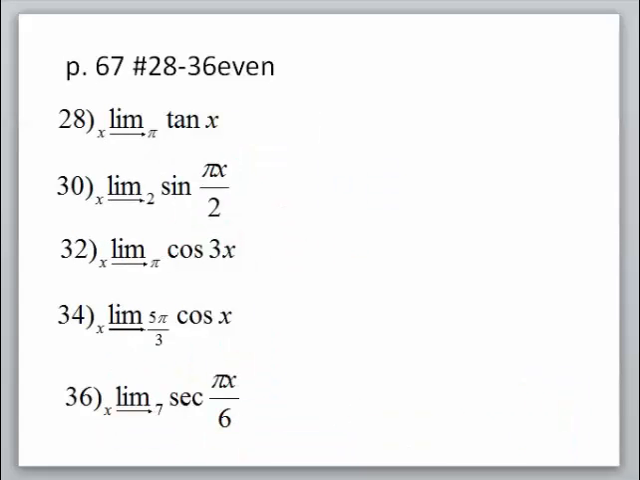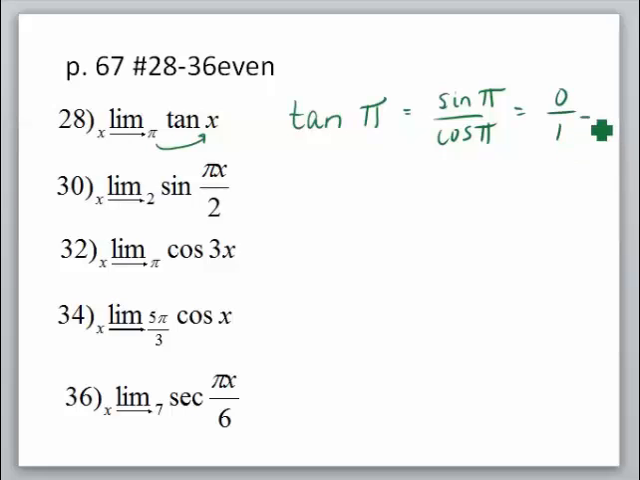Some other examples, these are all trig functions, and what we're going to do is just try direct substitution. We're going to see if it works. The tangent of pi. Well, the tangent of pi is sine of pi over cosine of pi. The sine of pi is 0 and the cosine of pi is 1, so my answer is 0. Next one, plug in 2. It says the sine of 2 pi over 2. Well, those cancel. The sine of pi is 0.